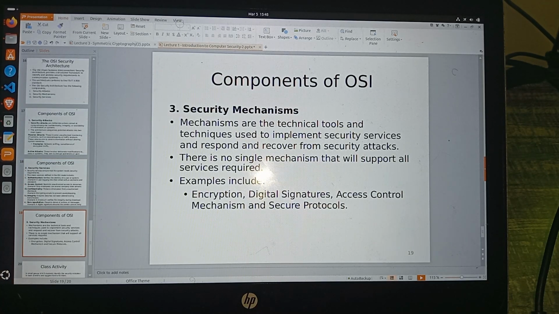Then there are security mechanisms. These are the technical tools and techniques used to implement security services and to respond to and recover from security attacks. There is no single mechanism that will support all the required services. Examples include encryption, digital signatures, access control mechanisms, and secure protocols. These are the security mechanisms employed in the OSI architecture.